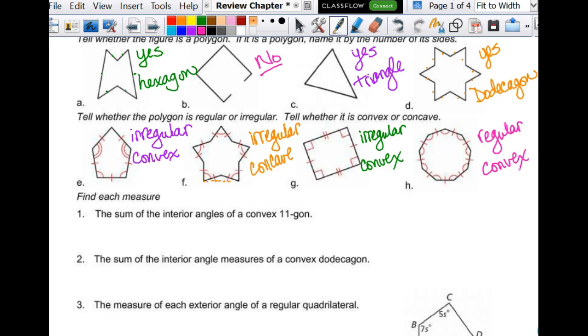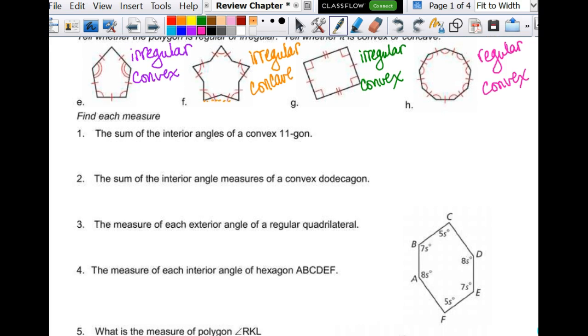Okay, we good on all those classifications? Bless you. All right, so then find each measure. Now remember to read these carefully.